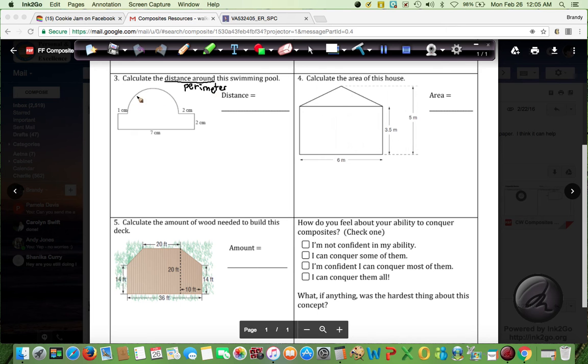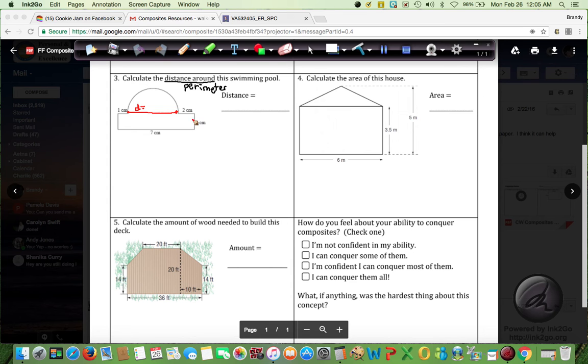So in this case, distance is going around. So we have a rectangle here and then a semicircle. So we've got to figure out the distance from here to here, because that's going to be our diameter. Well, let's see what we have here. We have 1 inch over here and 2 inches over there.